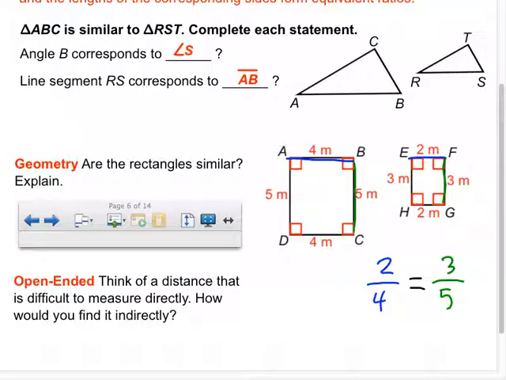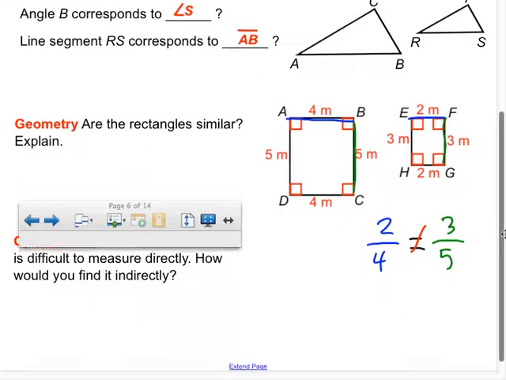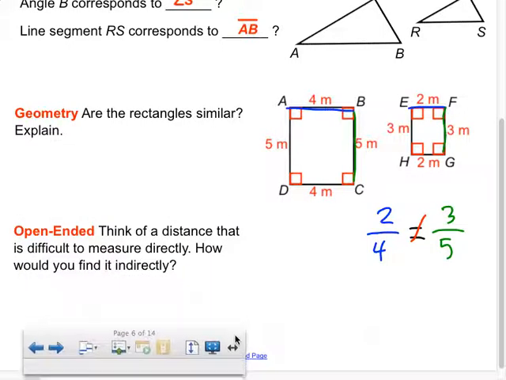Is 2/4 equal to 3/5? Who says yes? Raise your hand. Who says no? Raise your hand. Say it again. It's either one choice or the other. Is 2/4 equal to 3/5? Raise your hand. Is 2/4 not equal to 3/5? Raise your hand. They're not equal. Since they're not equal, guess what? They're not proportional. They are not similar because that's not a proportion.